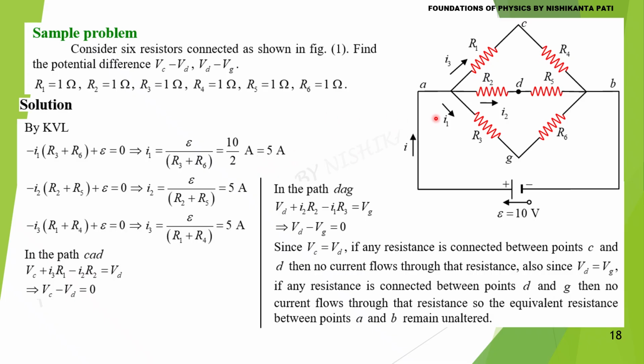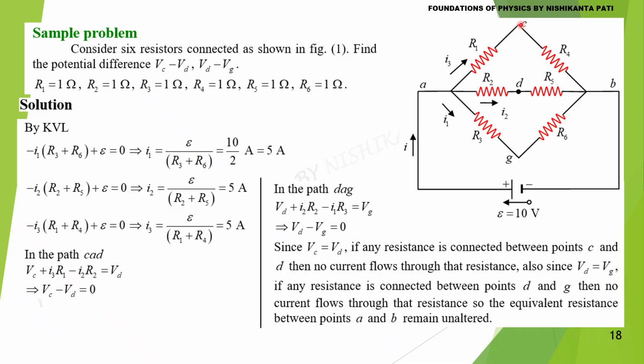Applying Kirchhoff's second law to this closed circuit, minus I2 R2 minus I2 R5 plus E equal to 0. I2 is also coming 5 ampere. By KVL in this loop, minus I3 R1 minus I3 R4 plus E equal to 0. So I3 is coming 5 ampere.